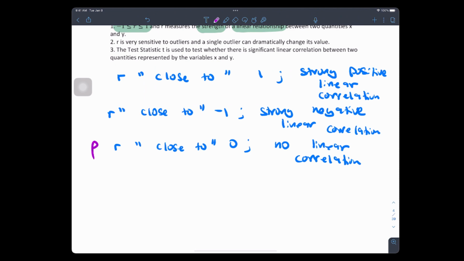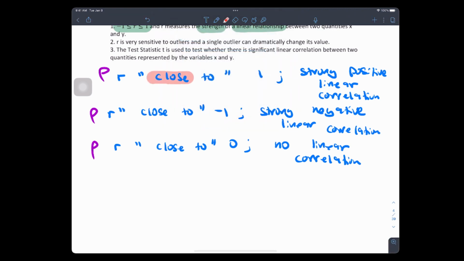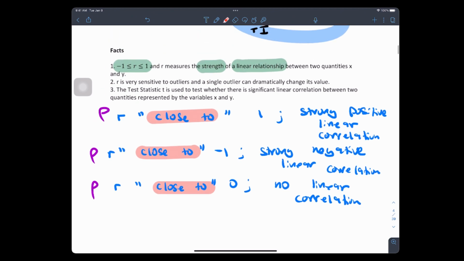That applies to rho just as much as R. R close to 1, a strong positive linear correlation. R close to -1, strong negative. But like always, what do they mean by the words "close to"? What is close? That's kind of an issue. Anyway, thankfully we have a formal hypothesis test for this.